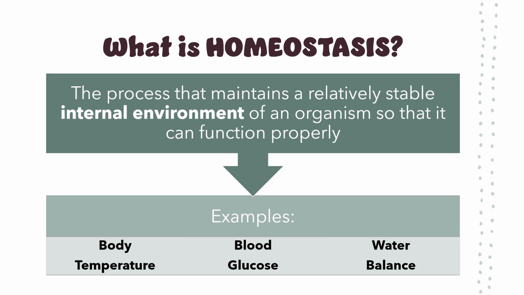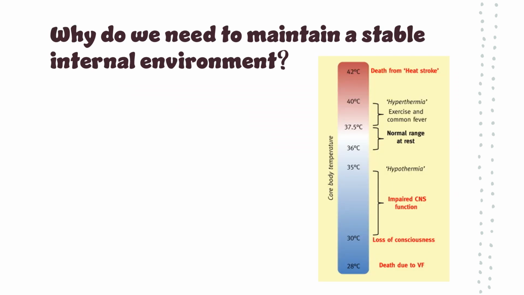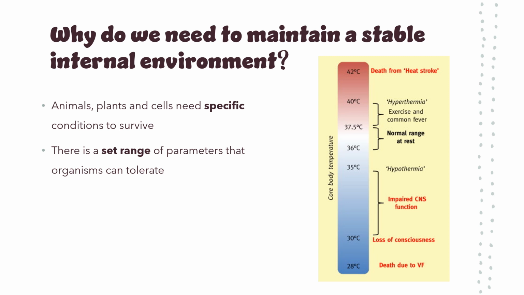Well, the definition that I want you to know is that it is the process that maintains a relatively stable internal environment of an organism so that it can function properly. The examples that we're going to look at are body temperature, blood glucose, and water balance. So why do we need to maintain a stable environment? Well, animals, plants, and cells in general need specific conditions to survive. And so there is a set range of parameters that organisms can tolerate. Outside of this range, organisms can malfunction or even die.